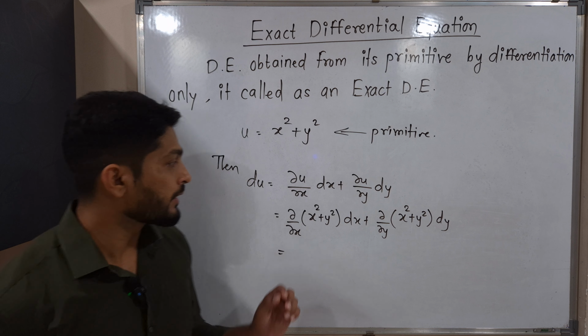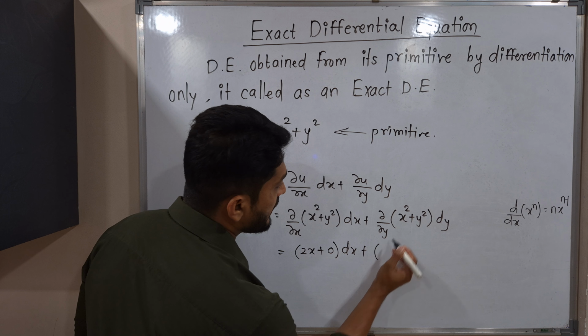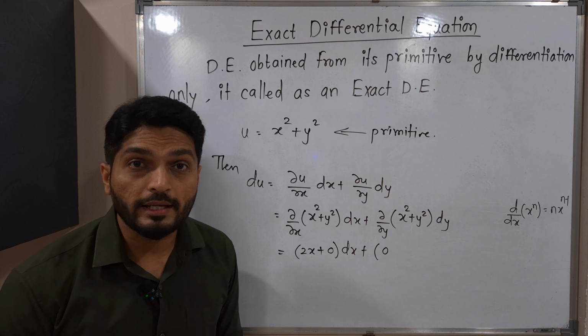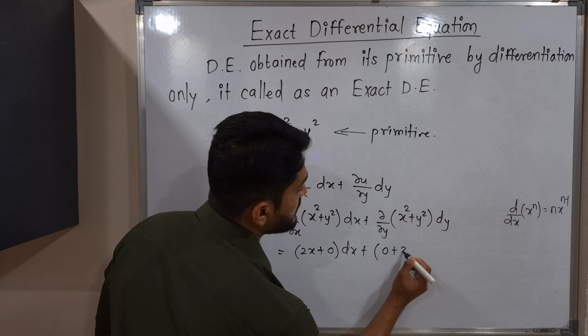The derivative of x square is 2x, plus y square. But we are differentiating with respect to x, so y square is a constant, and the derivative of a constant is 0, dx. Plus, now the derivative with respect to y. The derivative of x square is 0, since we are differentiating with respect to y and x square is constant. The derivative of y square is 2y, dy. So this is 2x dx plus 2y dy.